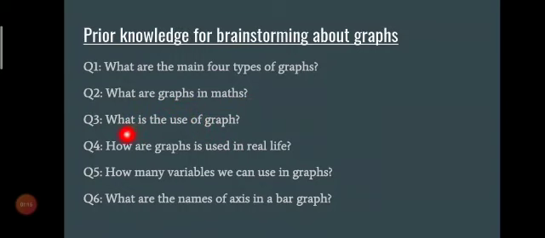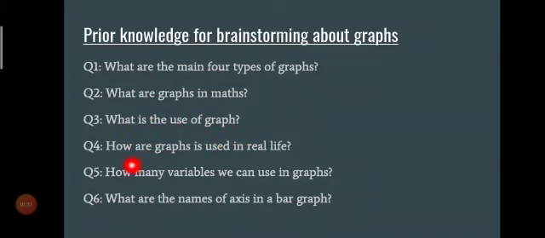Question number 3. What is the use of a graph? There are many uses of a graph, but the main purpose of a graph is to represent the data in the simplest way. Simplest way means graphical way, in the form of a picture.